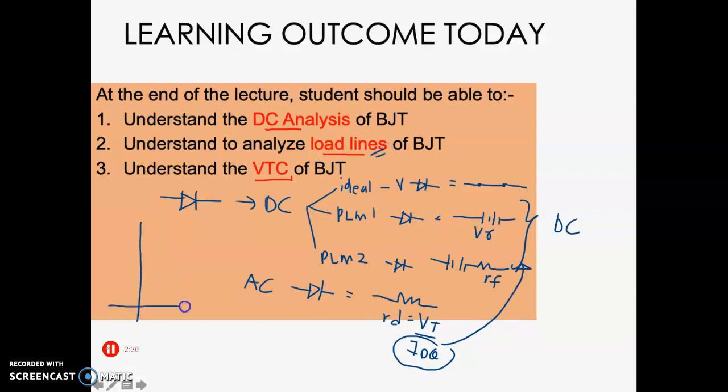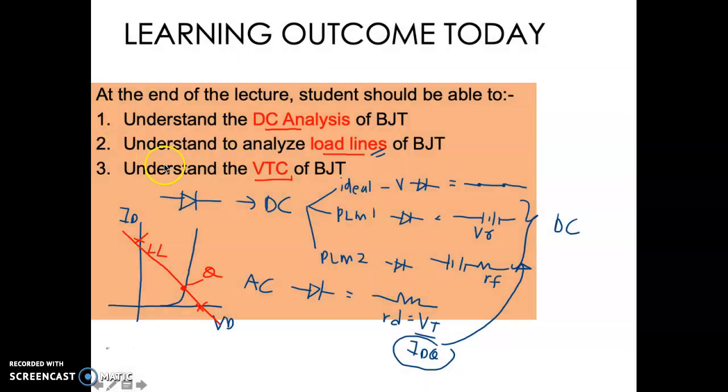And how do you find the load line of your diode? This is the IV characteristic of your diode. You have ID here, VD here, and this is forward bias, this is reverse bias. In order for you to find the load line, you need to have an intercept here and another intercept here. Connect the line of the intercepts. This is what we call the Q point. The red one here we call the load line. So this is the summary for your diode.